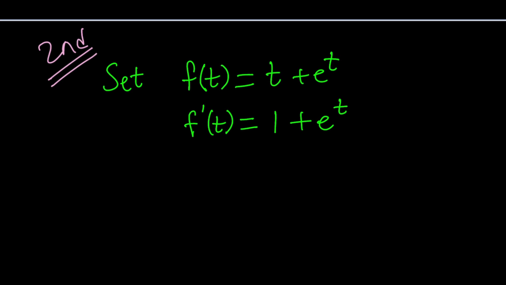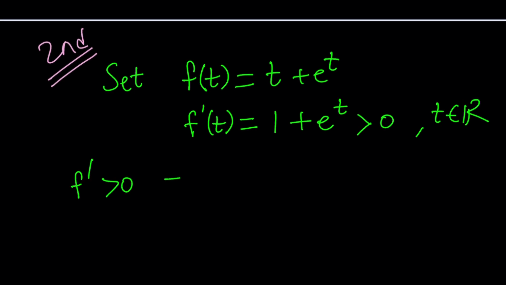Notice that if t is a real number, e to the t is always positive. 1 plus e to the t is even more positive. You know, Animal Farm, some animals are equal, some others are more equal than others, or something like that. So that's something like that. And of course, t is a real number, right? Great. So what does that mean? It means f prime is positive.